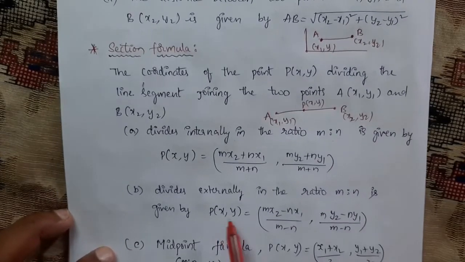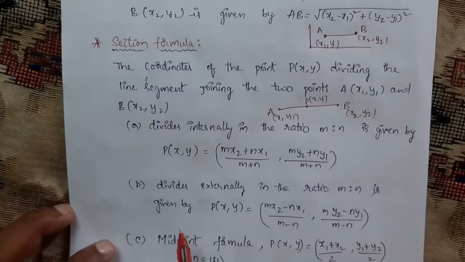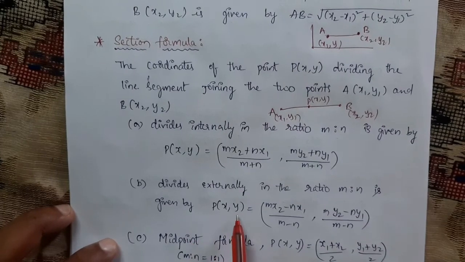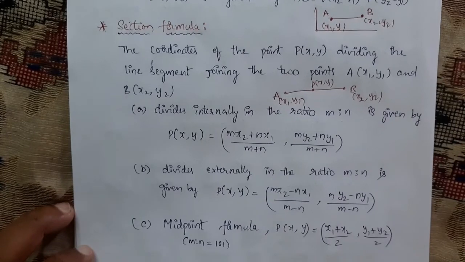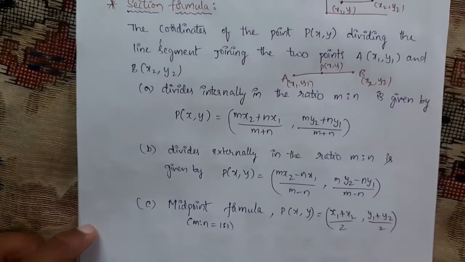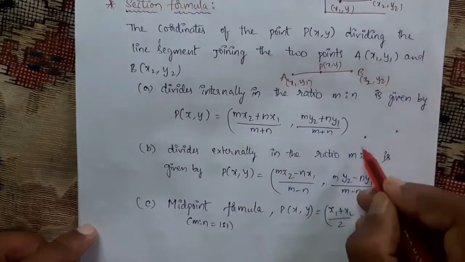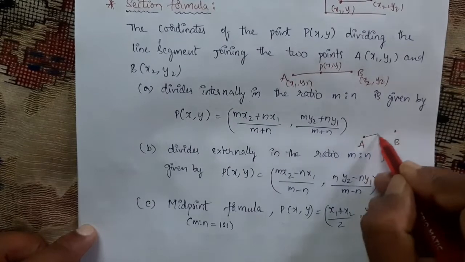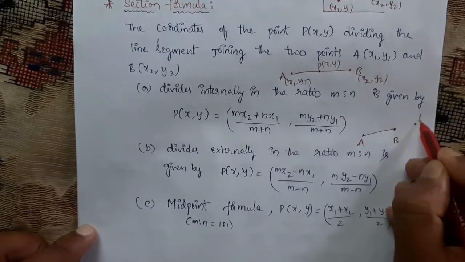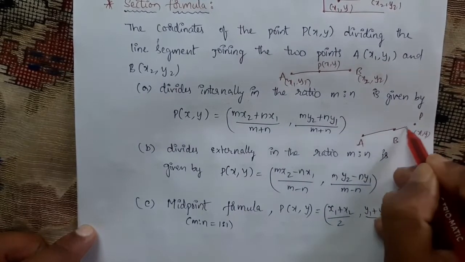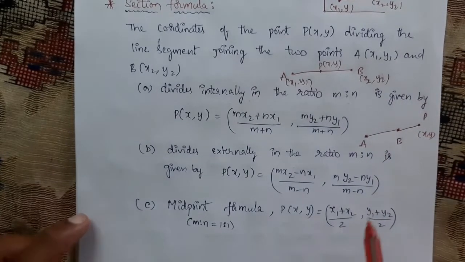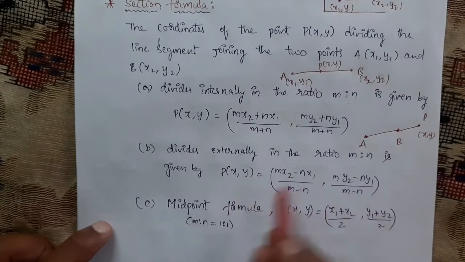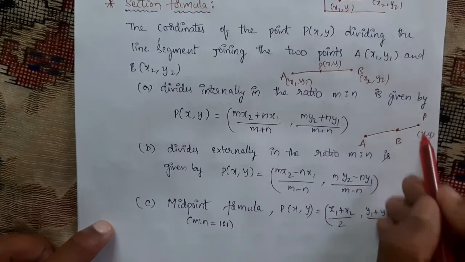If it divides externally in the ratio m is to n, then that is given by P of x comma y is equal to (mx2 minus nx1) by (m minus n), comma (my2 minus ny1) by (m minus n). As it is, this is A, this is B and this is some P x comma y. If it divides in the ratio m is to n, then this is the way to find the point P.